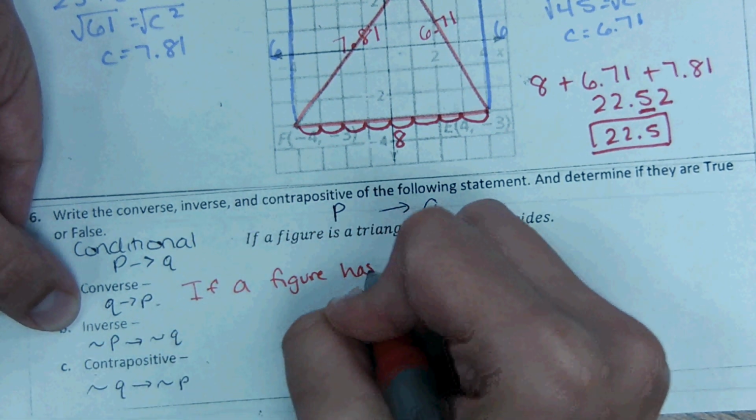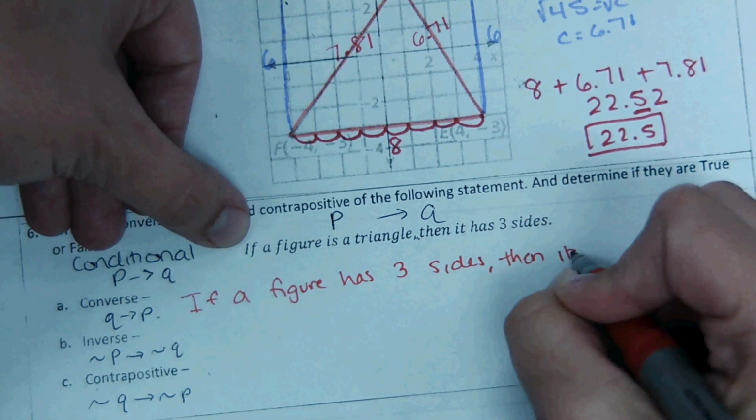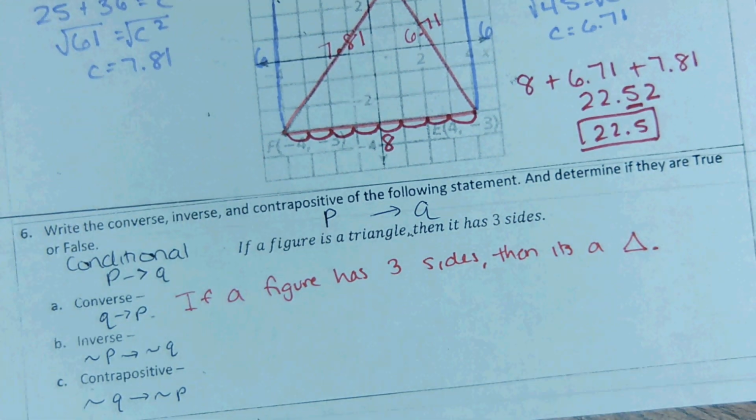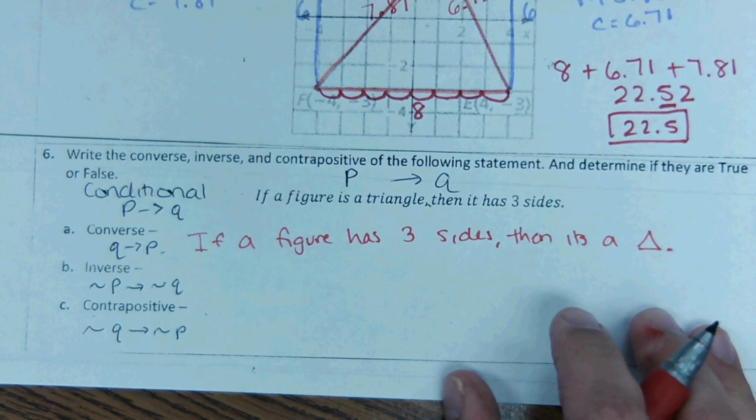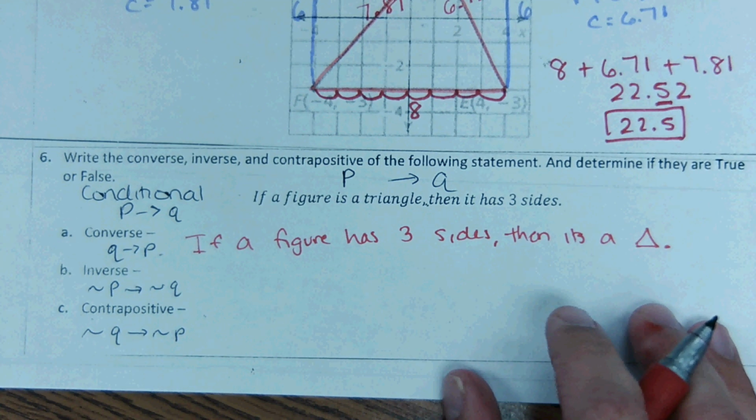Okay, so what is it looking for? We have to change the order of these statements. So if a figure is a triangle, then it has 3 sides. If we're making the converse, we're going to put Q first. So if a figure has 3 sides, then it's a triangle. And I abbreviated triangle with a triangle.